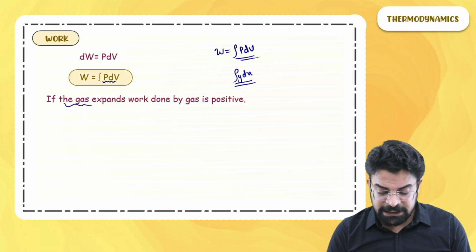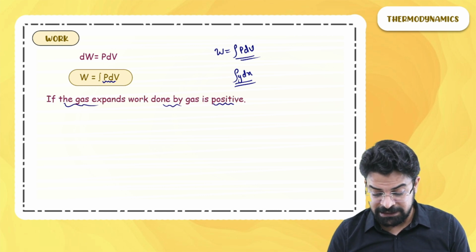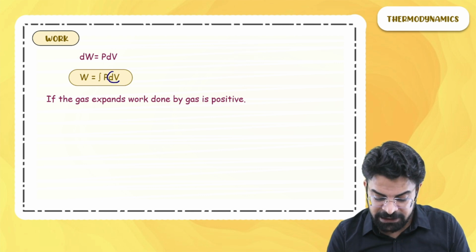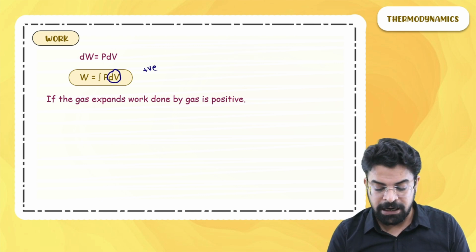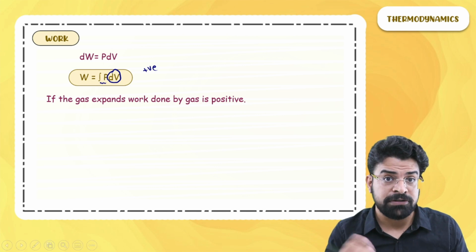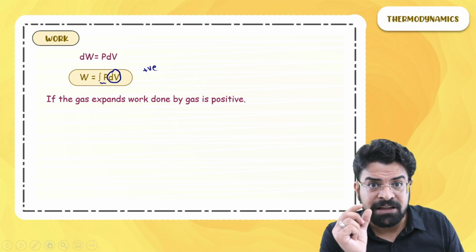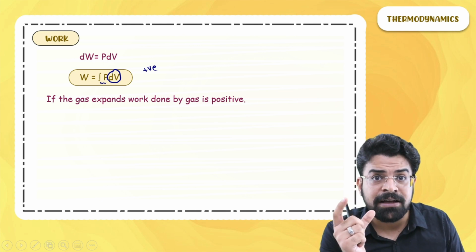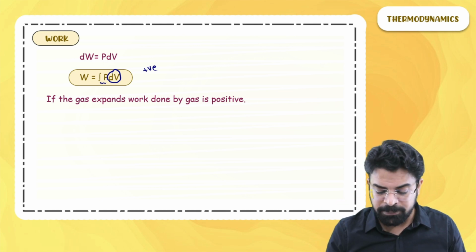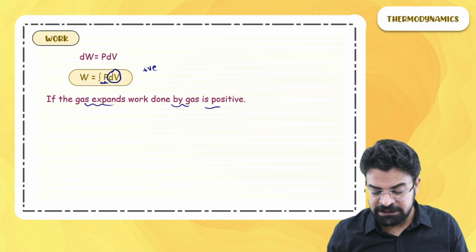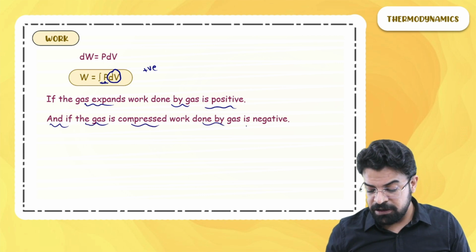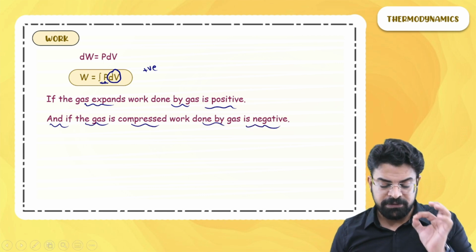So if the gas expands, work done by the gas is positive. Why? Because if the gas expands, the volume increases, so dV, the infinitely small change in volume, will be positive, and the pressure always has to be positive. And if the gas is compressed, then the work done by the gas is negative. You need to keep this simple thing in mind.